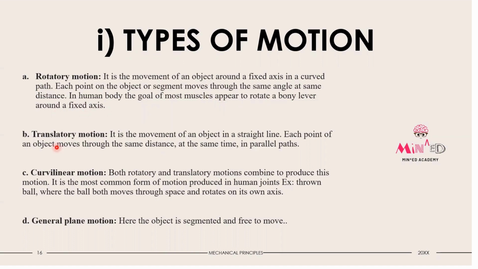Okay. Next is translatory motion. It is the movement of an object in a straight line. Each point of the object moves the same distance at the same time in a parallel path. Okay, it's translatory motion. Got it? Then curvilinear motion, where both rotatory and translatory motion combine to produce this motion. It is the most common form of motion produced by human joints. The last is general plane motion. Here the object is segmented and free to move.